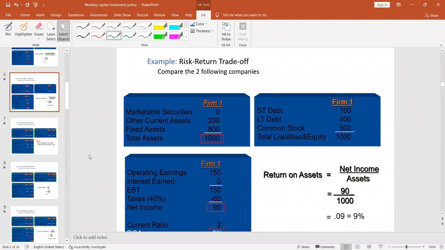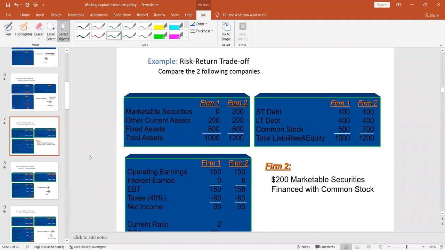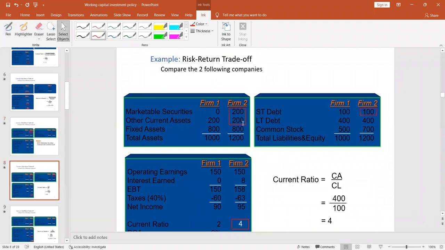Now see another organization, Firm 2. Here you have marketable securities of 200, and then you have other current assets of 200. So your current assets level is 400 for Firm 2. And also you have current liabilities of 100. Short-term debt is 100, so its current ratio is 4 times.